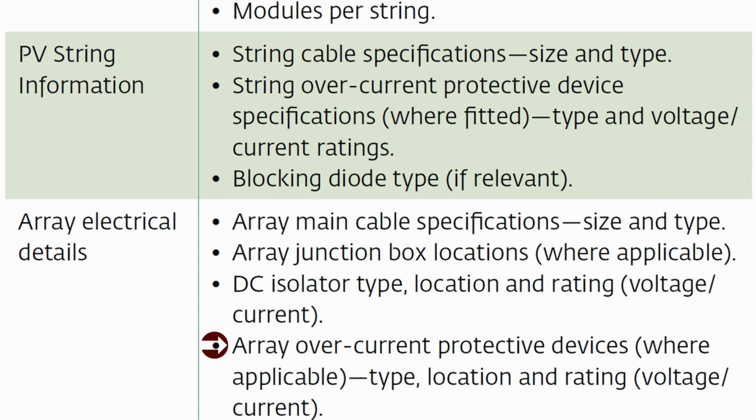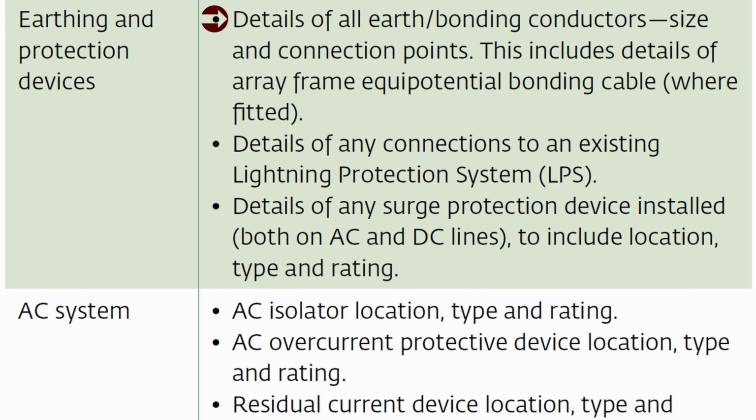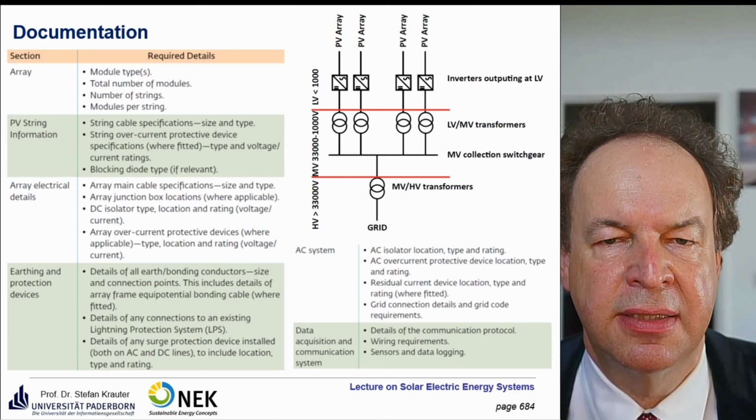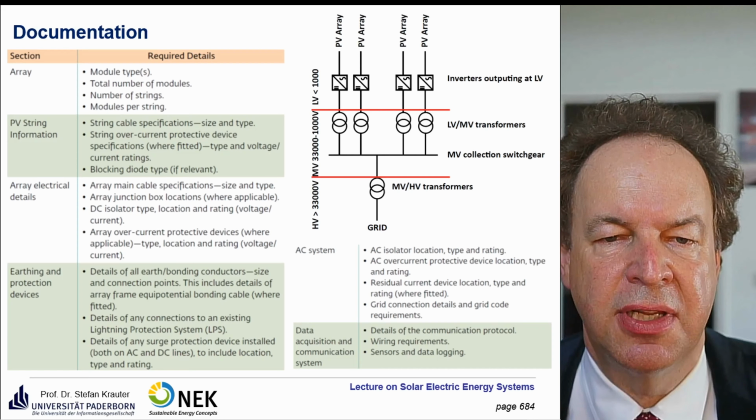Earthing and protection devices, so details of all earth and bonding conductors, size and connection points, details of array frame equipotential bonding cable where fitted, details of any connections to an existing lightning protection system, called LPS, details of any surge protection device installed. Both AC and DC lines include location, type and rating. Usually these are installed either close to the inverter or as connection box, as we saw in the lecture.